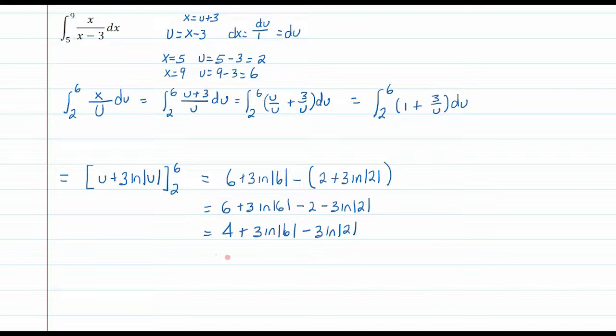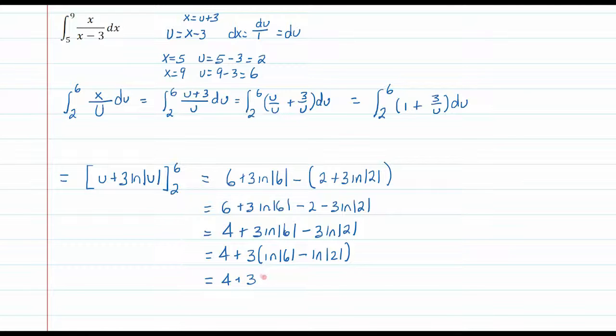So 6 minus 2 is 4, plus 3 ln absolute value of 6, minus 3 ln absolute value of 2. And what we're going to do is factor out the 3, so we're left with 4 plus 3 times ln absolute value of 6 minus ln absolute value of 2. And according to the rules of logarithms, when you have a difference between two logarithms of the same base, it's equivalent to dividing the terms in here.